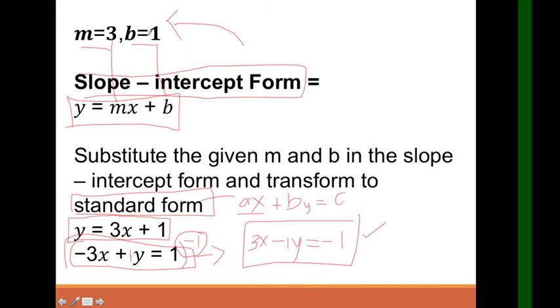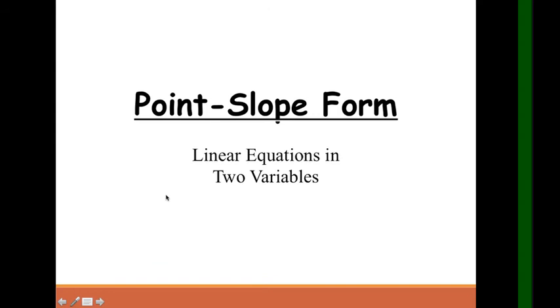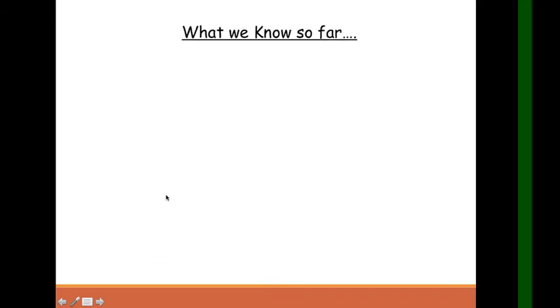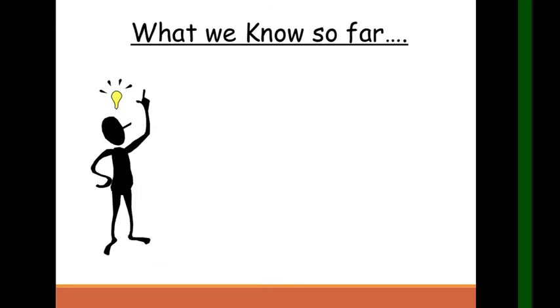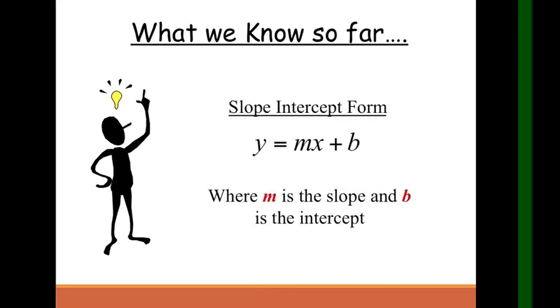Okay, given that m is equal to 3 and b equals to 1. For the linear equation in two variables, so we're done with the slope-intercept form. So ganun lang siya kadali given the m and the b, the slope and the y-intercept. So ilalagay mo lang siya and then i-form mo siya into standard form. For the linear equation in two variables, this is what we call the point slope form. So what we know so far is the slope-intercept form, which is equal to mx plus b, where m is the slope and b is the y-intercept.